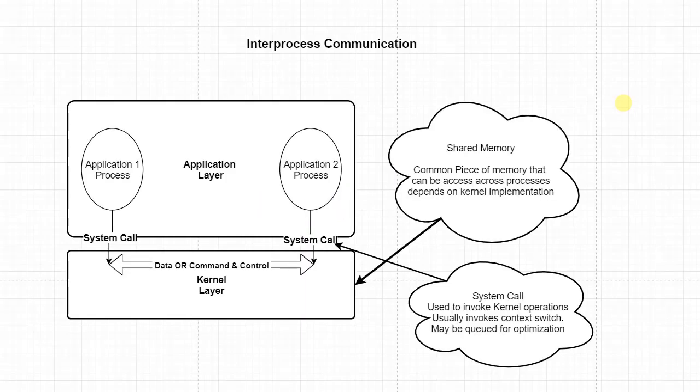Now, what is interprocess communication? Interprocess communication is a mechanism wherein an application process that is running on a system can communicate with another application process that is running on the same system using system calls. So, what are system calls?